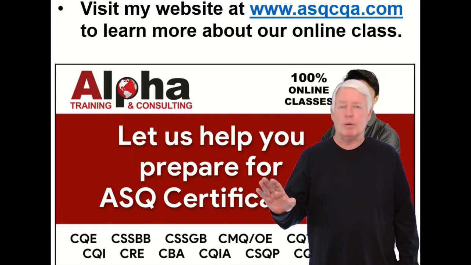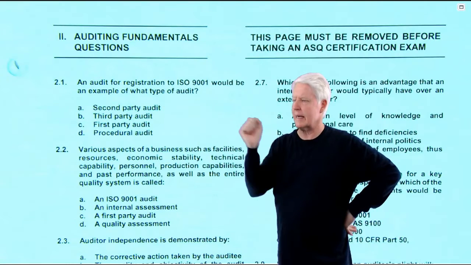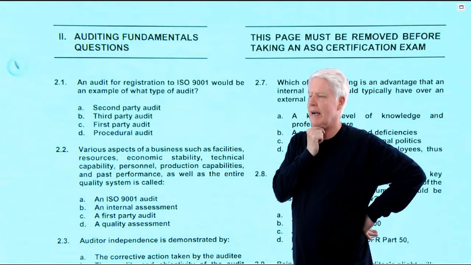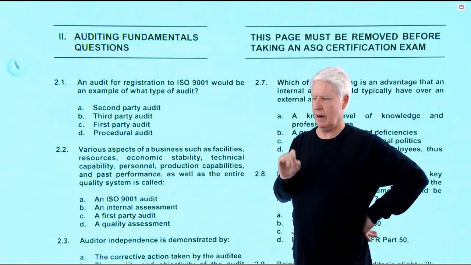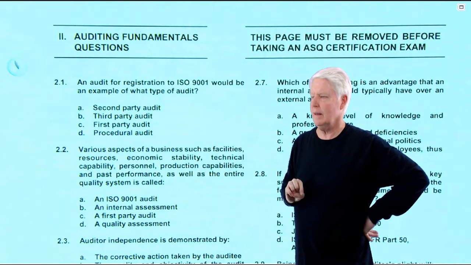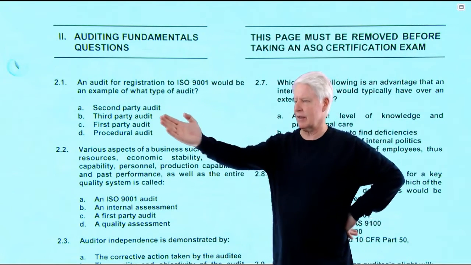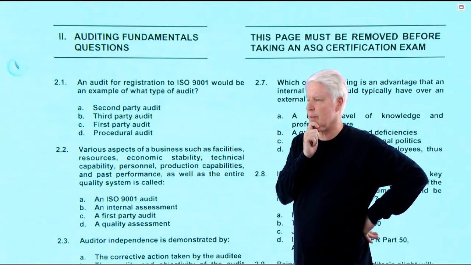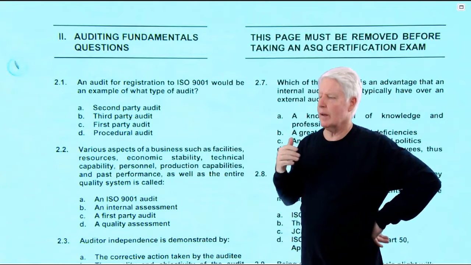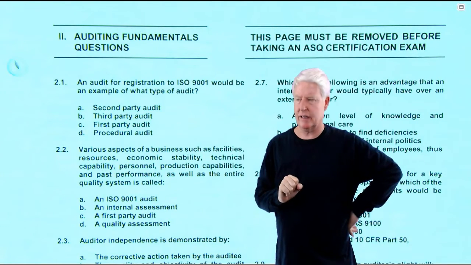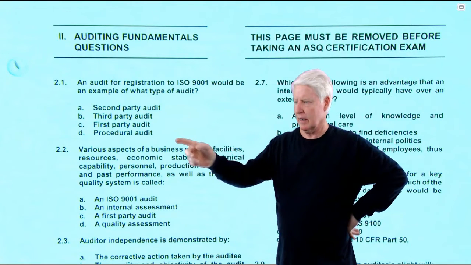But for right now, what we're going to do is move on and let's go through those questions. Question 1 is, an audit for registration of ISO 9001 would be an example of what type of an audit? Well, it's definitely a system audit, but they only give us the option of second-party audit, third-party audit, first-party audit, procedural audit. Well, another name for first-party audit is an internal audit. A registration audit is an external audit.